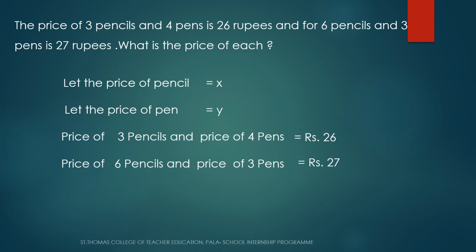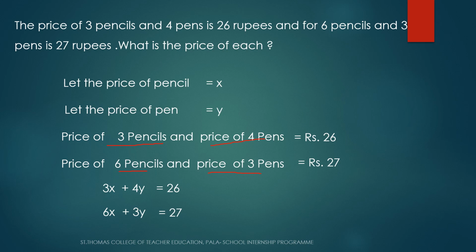See, the price of 3 pencils. So what will be that? 3x. And the price of 4 pens. What will be that? Plus 4y. And it gives 26. Again, price of 6 pencils, that is 6x. And price of 3 pens, what is that? Plus 3y. And it gives 27.